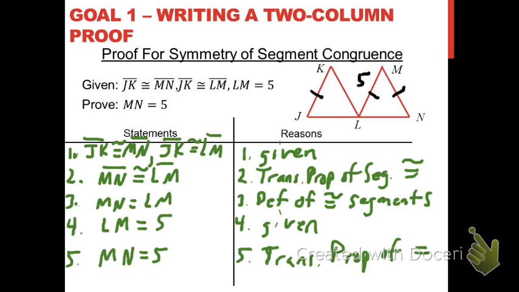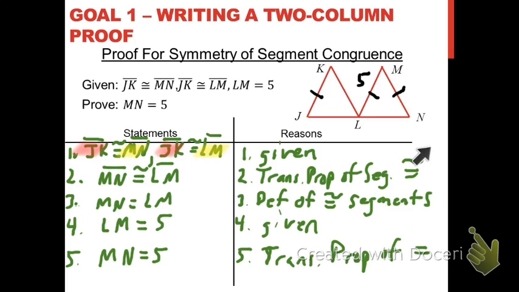What I wanted to do first was start off by showing that segment MN and LM had to be congruent to one another, and the only pieces of information in the given statement that were relevant to making that conclusion were these two right here, that segment JK is congruent to segment MN, and segment JK is congruent to segment LM. Alright, well, given that that's true, that means that segment MN and LM are each congruent to the same segment. And if two segments are congruent to the same segment, they must be congruent to each other based on the transitive property of segment congruence.